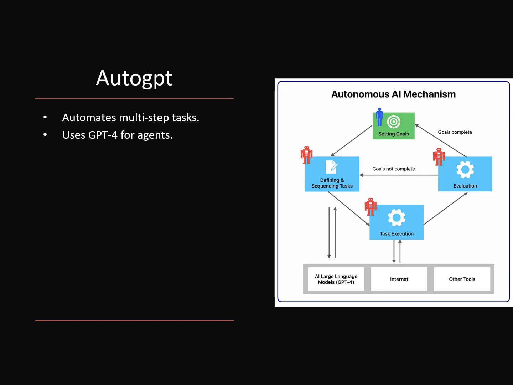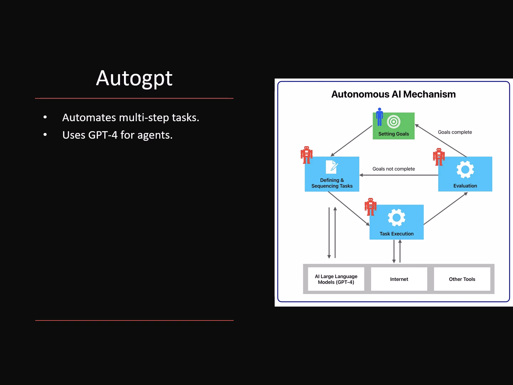Then you have defining and sequencing tasks. So what happens in defining and sequencing tasks? The AI will break the goal into smaller steps, for example, searching the internet, reading articles, picking the top 5. So this step answers how do I do it step by step.